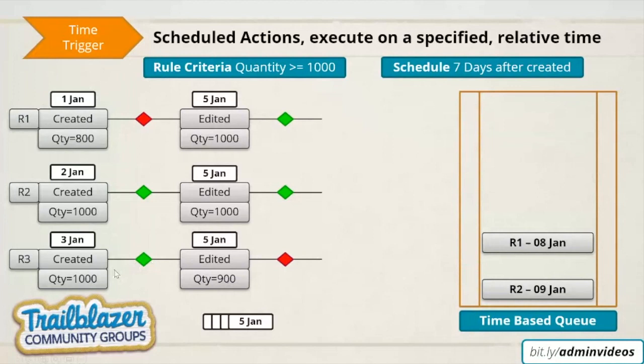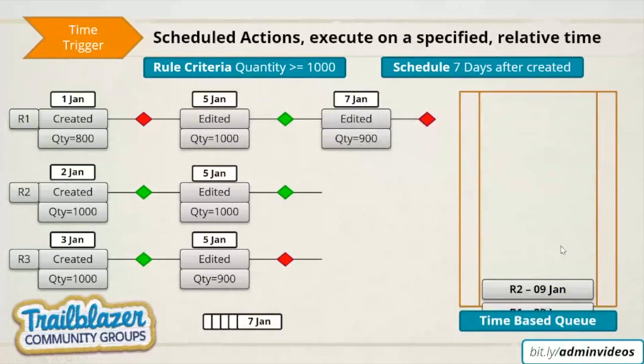Okay, now let's go ahead. 7th of Jan. Now we also edited this record to 900 and it's also not meeting the criteria just one day before this. So what will happen? This will also go off from the queue. So the point to explain here is if you make an edit on a record before the time when it is scheduled to go, it will remove it from the queue and that email would not go. So you need to make that edit before the time.